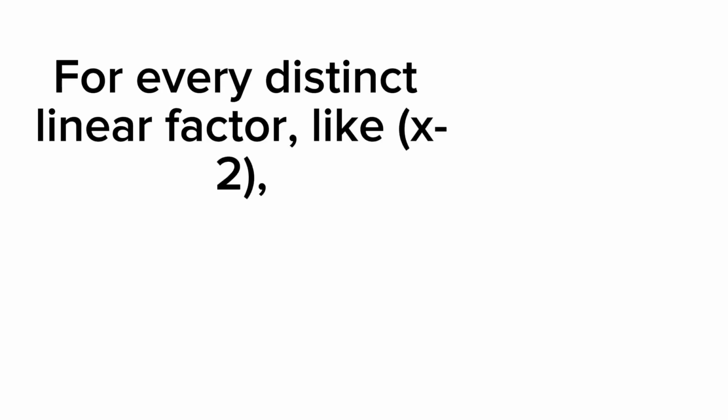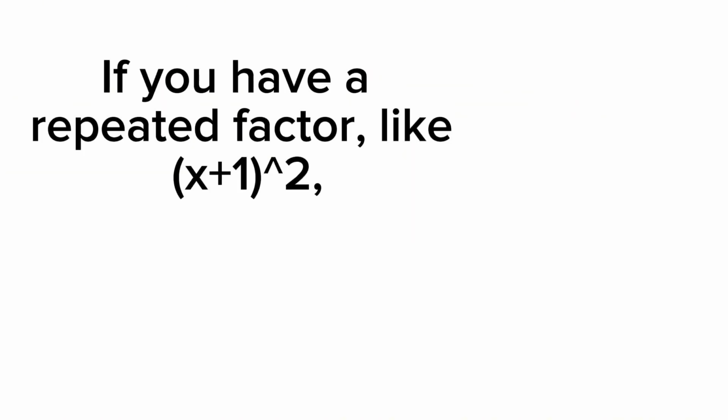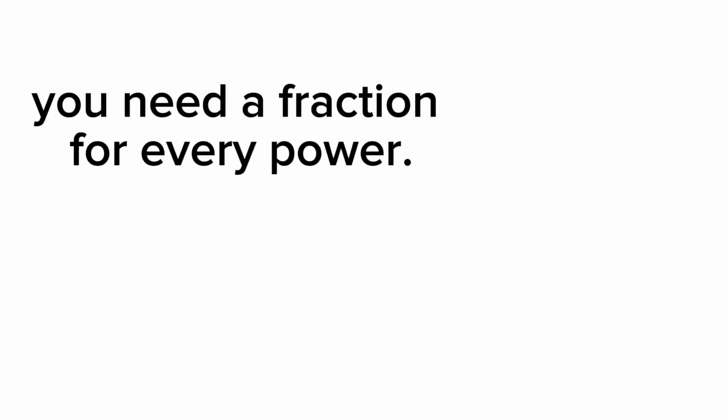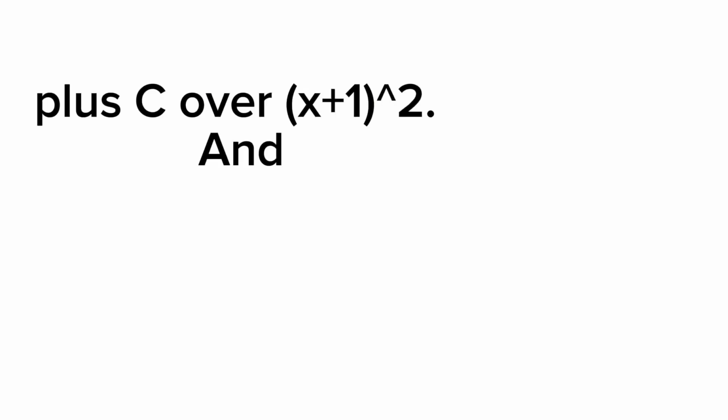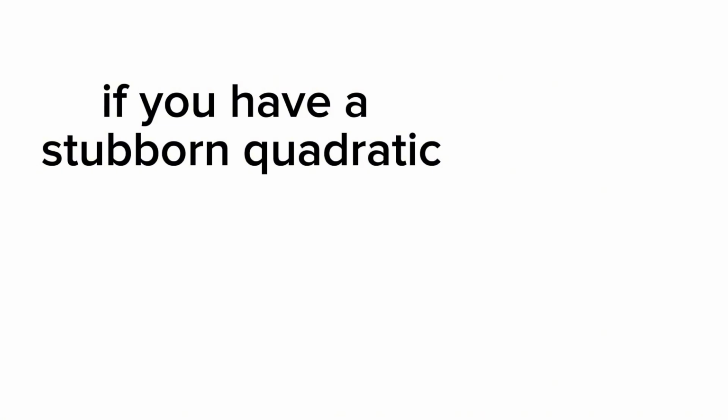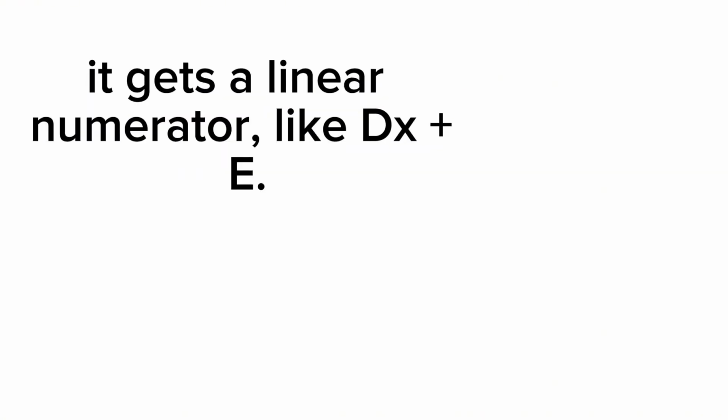Step 3. Set up your template. For every distinct linear factor like x minus 2, you give it a fraction with a single unknown letter on top, like A over x minus 2. If you have a repeated factor like x plus 1 squared, you need a fraction for every power. So, B over x plus 1 plus C over x plus 1 squared, and if you have a stubborn quadratic that just won't factor, it gets a linear numerator like Dx plus E.